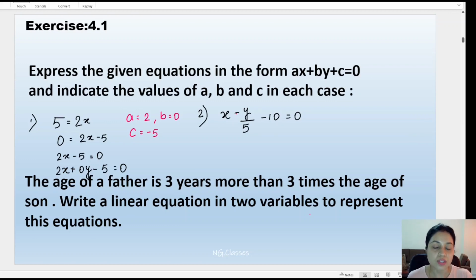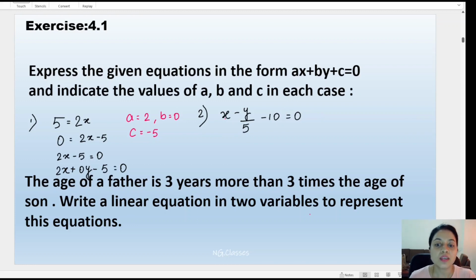So the other question is x minus y by 5 minus 10 is equals to 0. Now, as we know in standard form, ax plus by plus c is equals to 0. A, b and c can be any real number. So we can do it as it is.